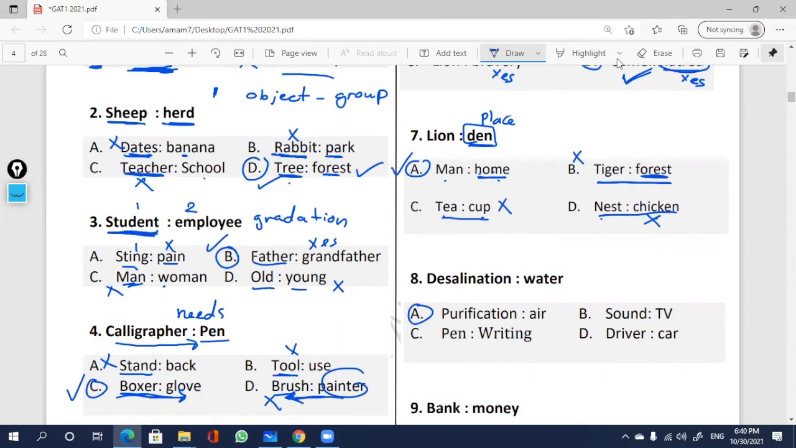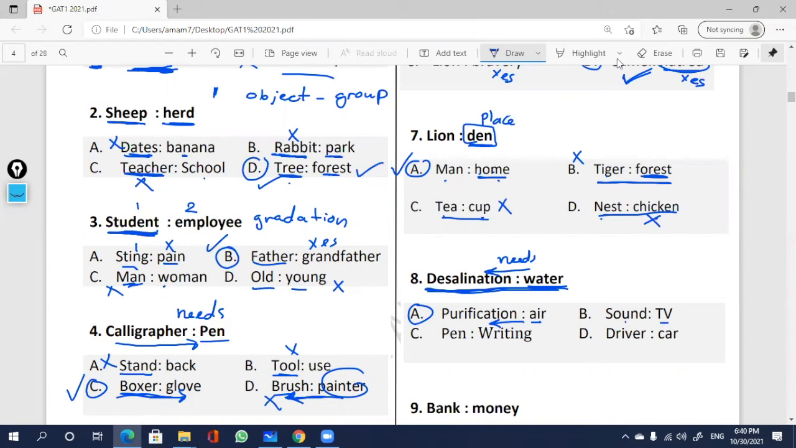Can you tell us what is the relationship which links these words? Desalination happens to water, the same thing that purification happens to air. Excellent. So you can say it's a process. You can say water needs desalination. Okay. So air needs also purification. So this is the correct answer.